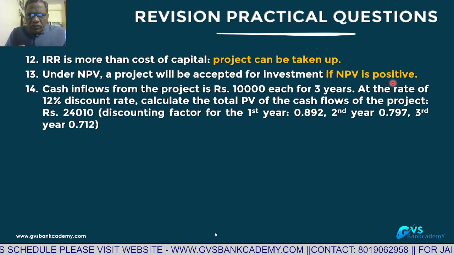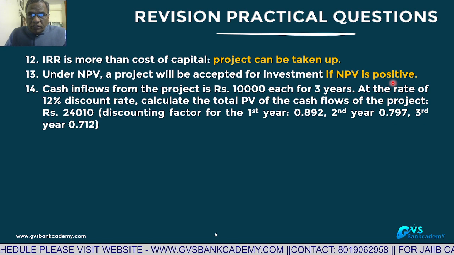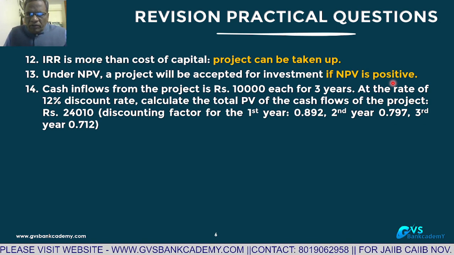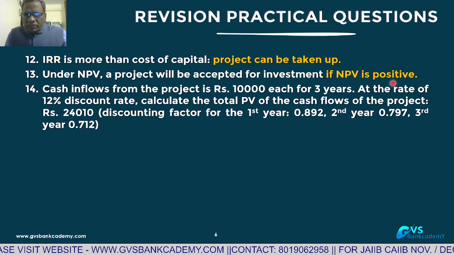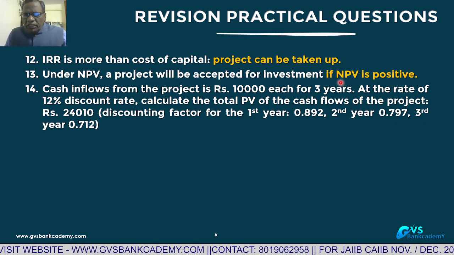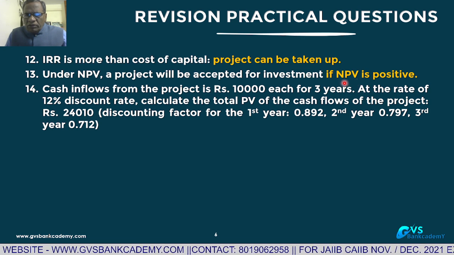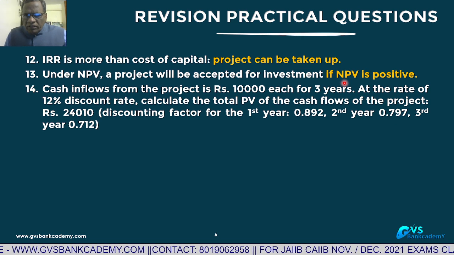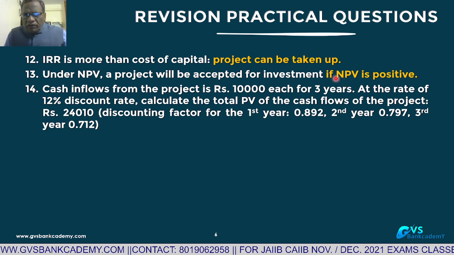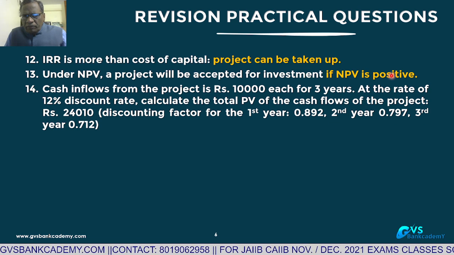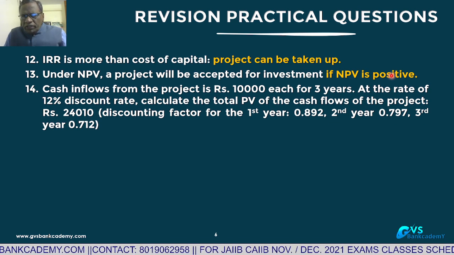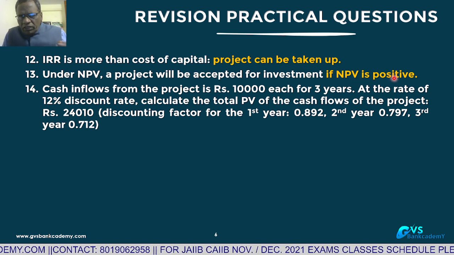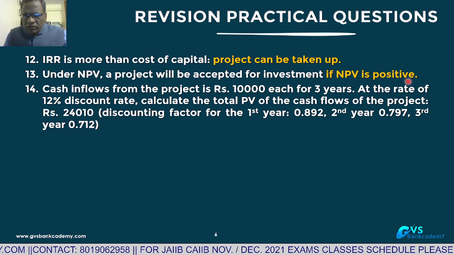By using the discounting rate, we convert the future cash inflows from the project into today's present value. From that total present value minus the initial investment, you get the net present value. If that net present value is positive, you can take a positive decision, we can invest, we can advance the loans also. If it is negative, we cannot go for investment or advances.